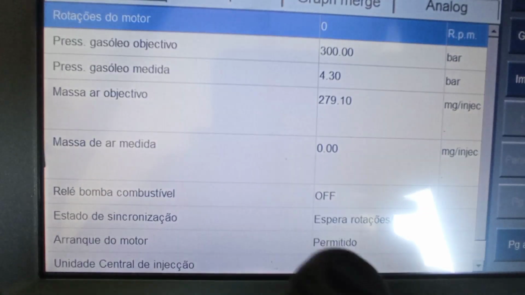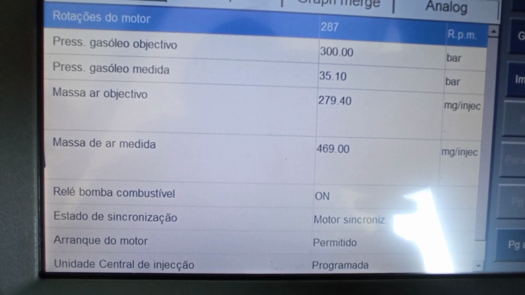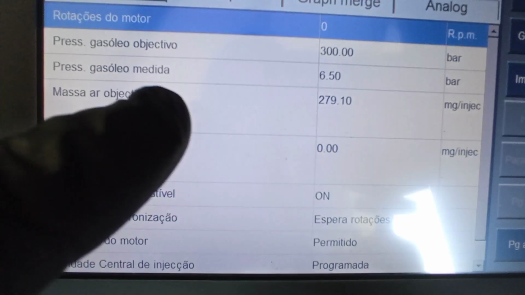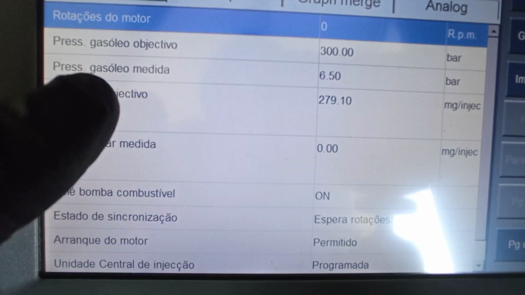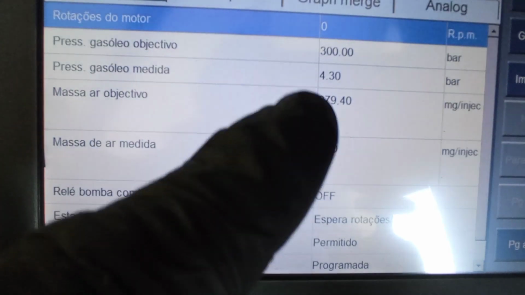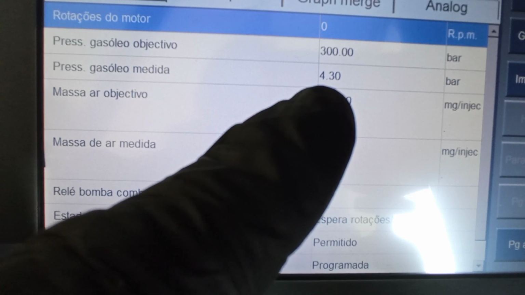So in here we have the ignition on, everything seems okay. Let's try to start the engine. What is wrong with this picture? Can you see? What is wrong with it? Fuel pressure. The objective is 300 bars. The actual pressure is at 650 now, okay, correction, 430 bars.